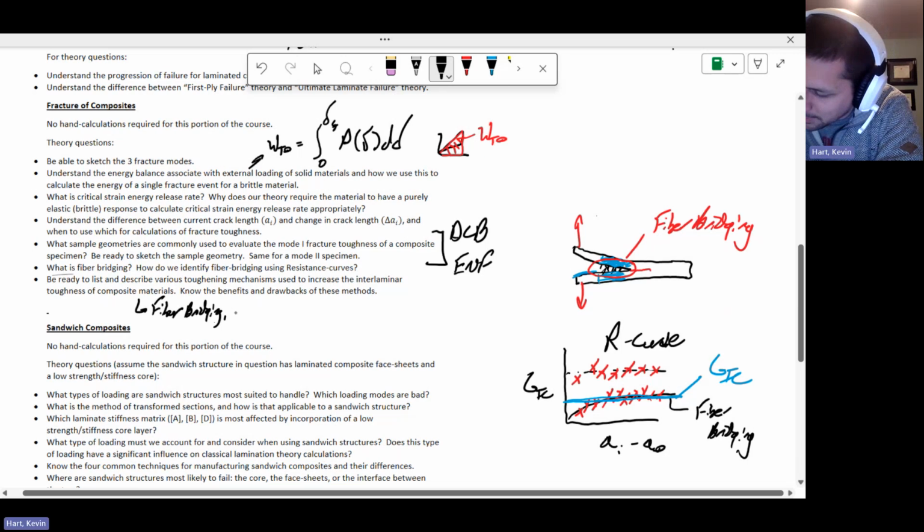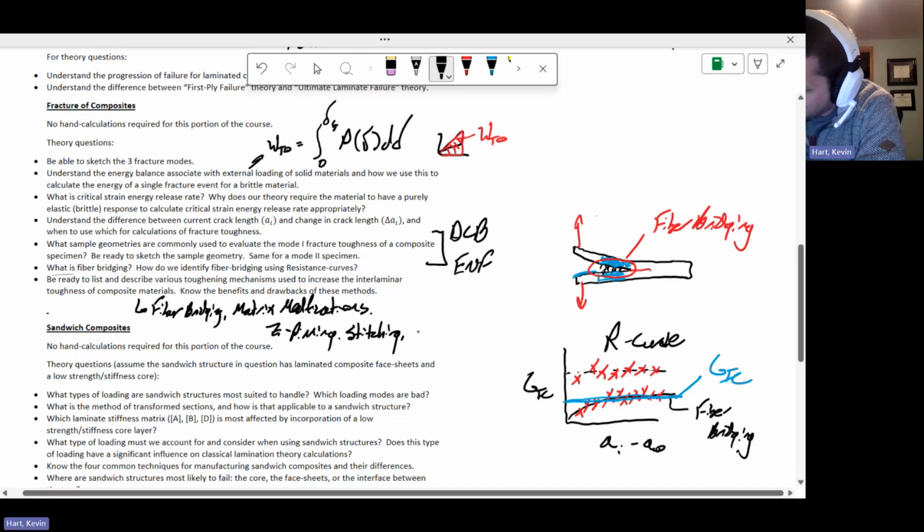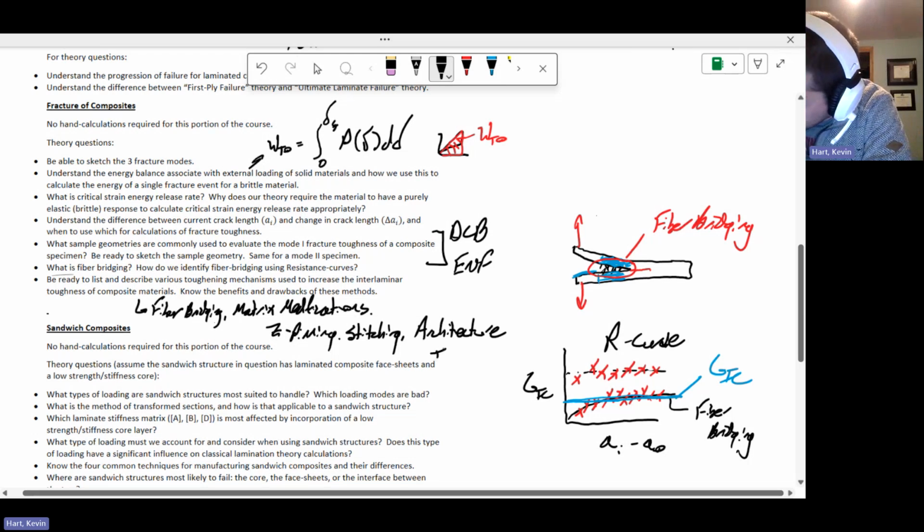We talked about matrix methods, modifying the matrix. We talked about Z-pinning. We talked about stitching. We talked about architectural changes, right? Meaning using a 3D composite rather than a 2D composite. And we also talked about interleaving.